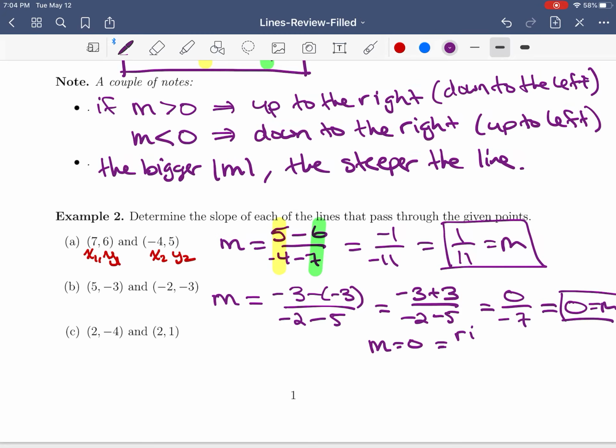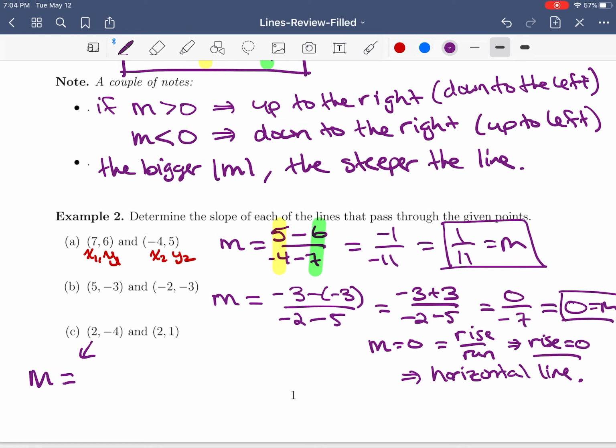So when the slope is 0, remember it's rise over run. A fraction is equal to 0 when the top is 0. So it means the rise is 0. So we actually have a horizontal line when we get a slope of 0.